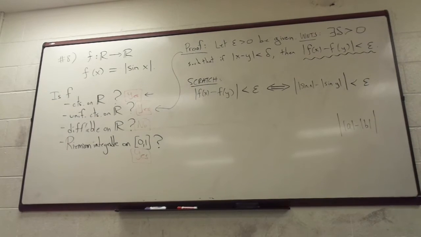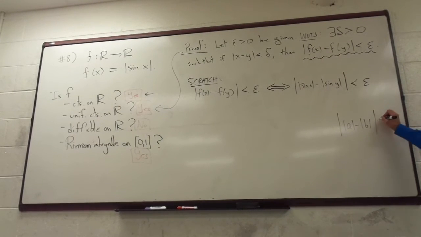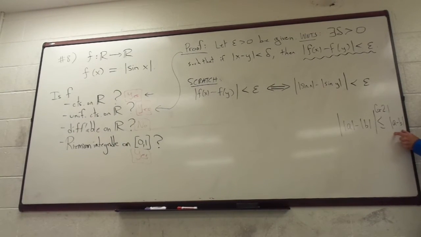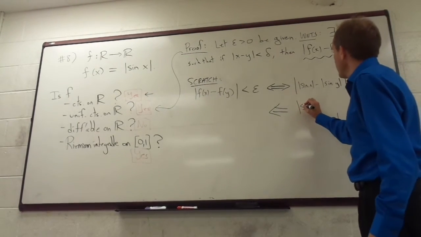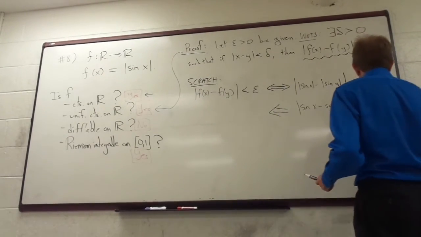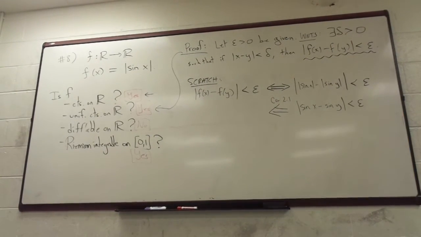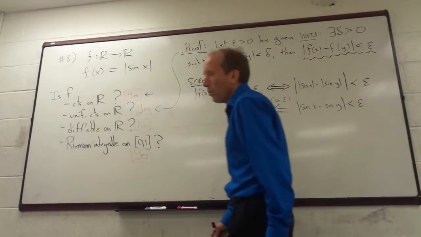So this takes us way back to a corollary, I think it's corollary 2.1, which says that this is less than or equal to the absolute value of a minus b. So in other words, if this one is less than epsilon, then definitely this one will be less than epsilon. So what I can do is a backward arrow, only backwards here, that says absolute sine x minus sine y less than epsilon. Okay, does that make sense? So this is going to be by corollary 2.1. I know it goes back a little ways, but hopefully it looks a little bit familiar.